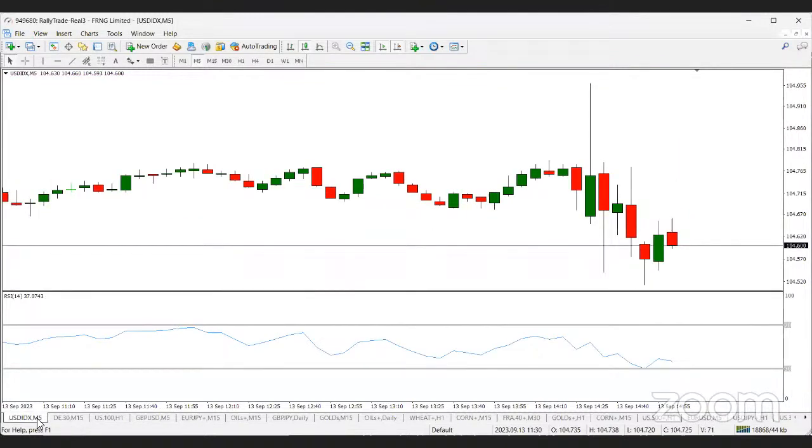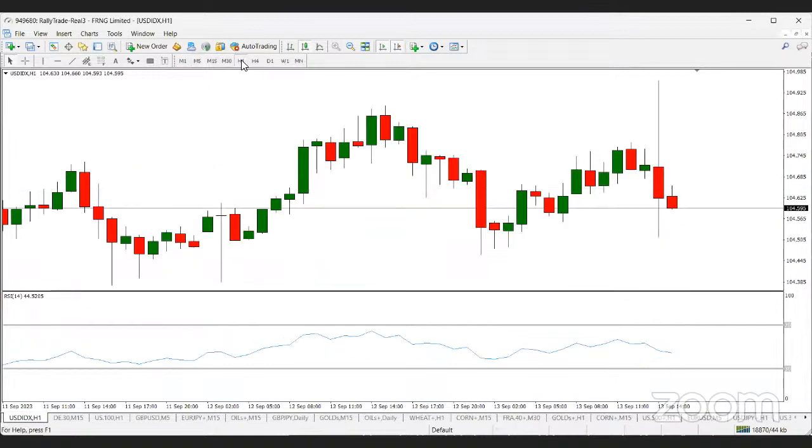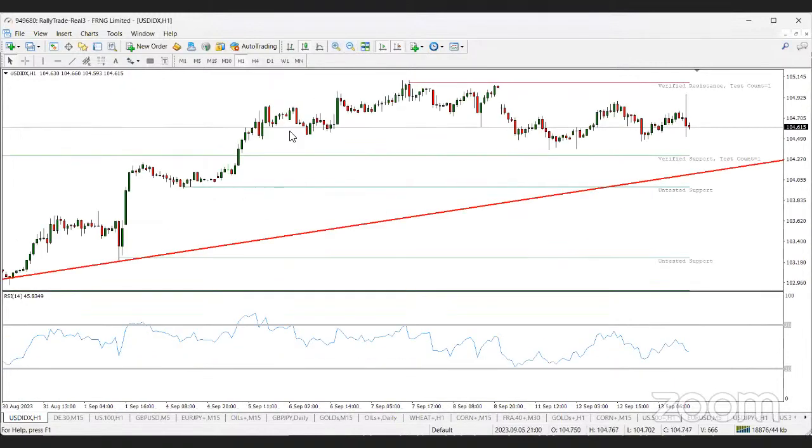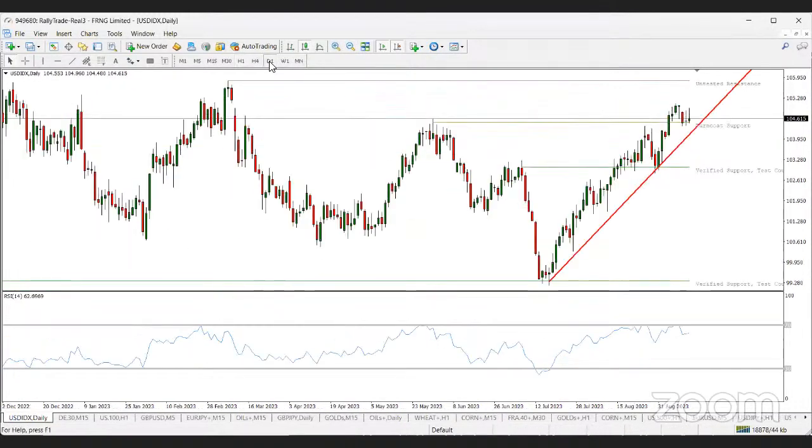Okay, so this is dollar index. So what I'm doing now is I'm going to be looking at the trend. I'm going to be analyzing the market as we continue.